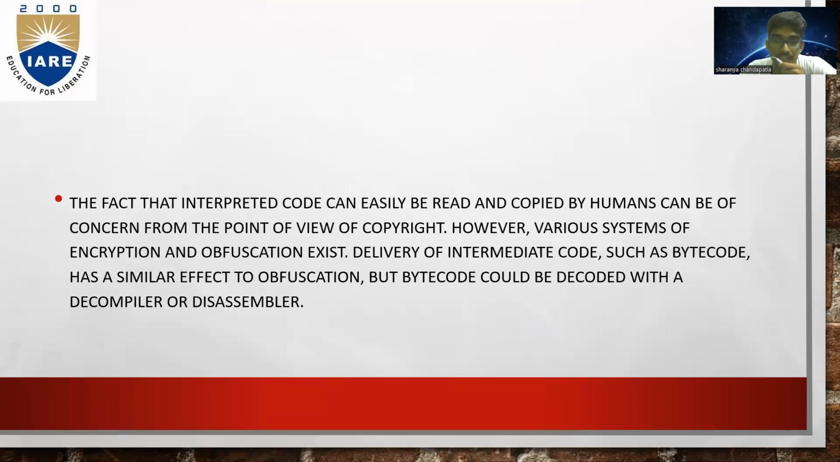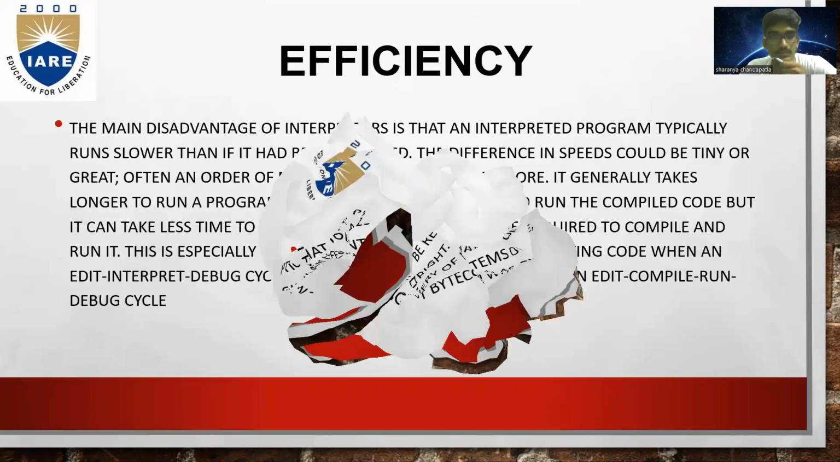The fact that interpreted code can easily be read and copied by humans can be of concern from the point of view of copyright. However, various systems of encryption and obfuscation exist. Delivery of intermediate code, such as bytecode, has a small effect on obfuscation, but bytecode could be decoded with a decompiler or disassembler.